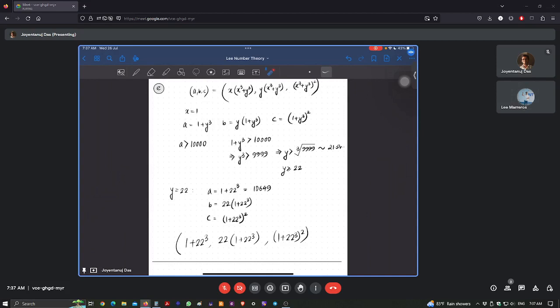But anyway, the thing is, you have to find something such that the total value of A is strictly greater than 10,000. So you can take any other value of x also. Accordingly, you have to choose y such that A crosses this mark. So that is the idea.